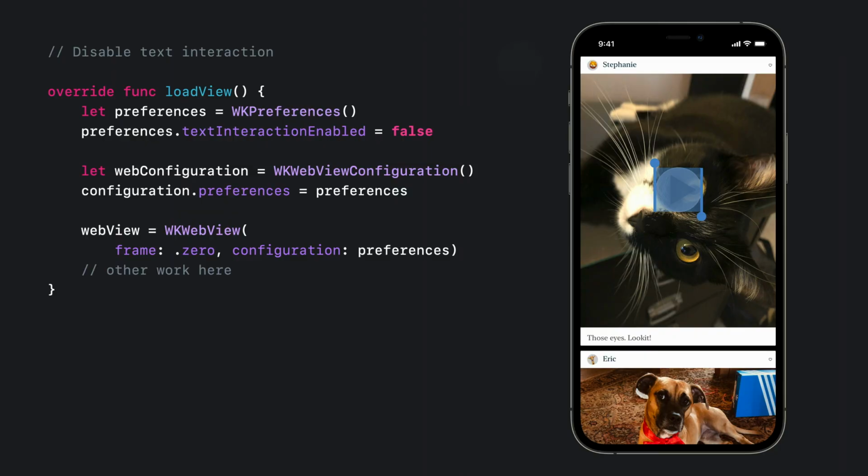Fortunately, there is a new API to quickly and easily disable text interaction on a web view. It's simple. When setting up your web view, just make sure to set text interaction enabled to false in the preferences used to create the web view. This will turn off all text interactions in that web view. Now text selection controls won't get in the way of the media controls, and we can play those kitty videos unhindered. Speaking of media controls, we have some great updates for media playback controls.